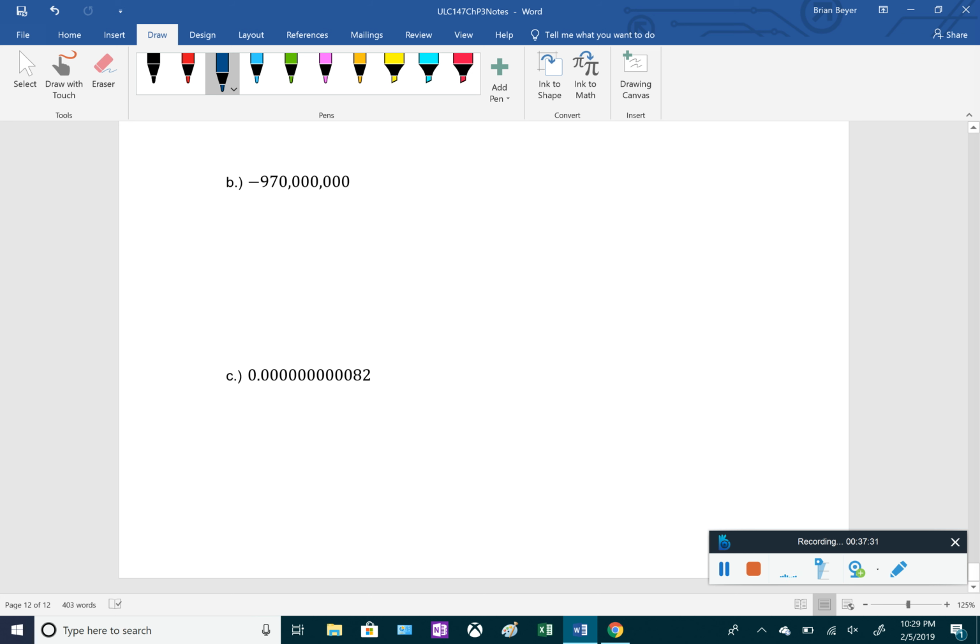Next one, we have negative 970 million. So the decimal point, once again, is over here. And we keep on moving it over until we get a number whose absolute value is between 1 and 10. So that's negative 9.7. So this is negative 9.7 times 10 to the, we moved it to the left, so it's going to be positive, and we moved it 8 spaces. So negative 9.7 times 10 to the 8th.